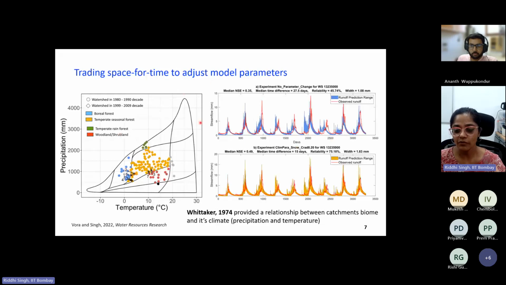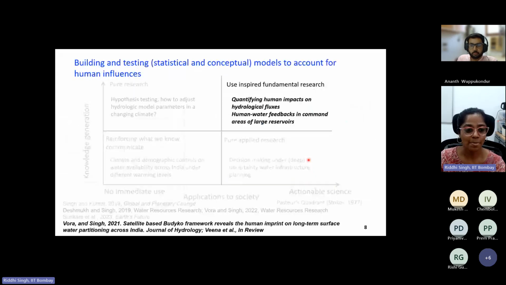On the top, you see what happens if you don't change the parameters with climate. Red is the observed and blue is what you predict. When you make that adjustment based on the changed biome, you have a slightly better fit in terms of getting the peaks right, and you have more confidence in your prediction. This is ongoing work where a lot of research can still happen, because catchments have just started to exhibit this changed response to climate.